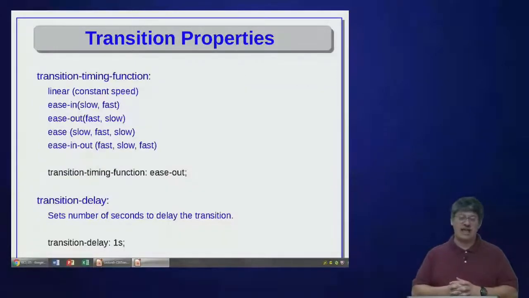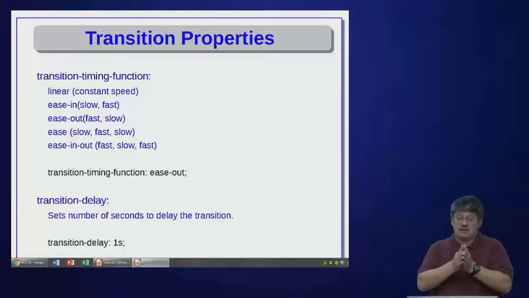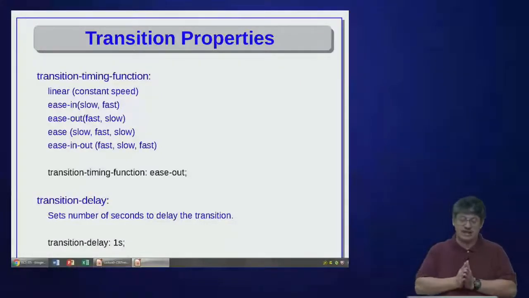The transition timing function actually affects the speed of the transition. So by default, it uses a linear timing function. That means that it's constant speed. If I'm growing an element, if I'm animating a change in the width, that width will change linearly. It'll change at the same speed over the course of, in this case, the 2 seconds.